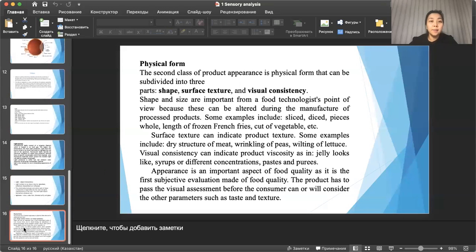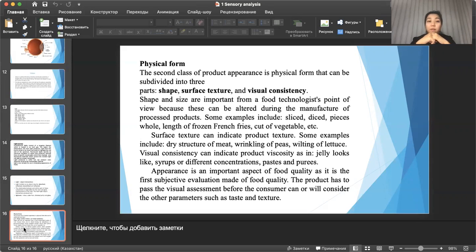So physical form, the second class of product appearance, can be subdivided into three parts: shape, surface texture, and visual consistency. Shape and size are very important from the food technologist's point of view, because they can be altered during the manufacturing process. Some examples include slices, dices, pieces, whole lengths of frozen French fries, and cuts of vegetables.